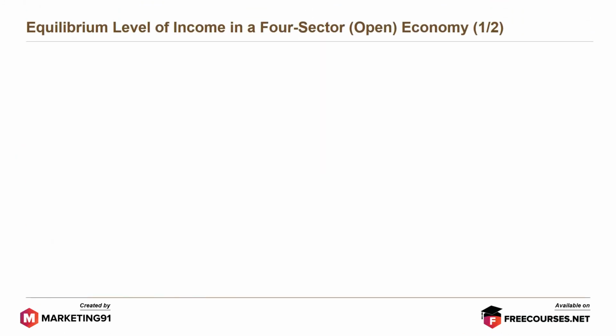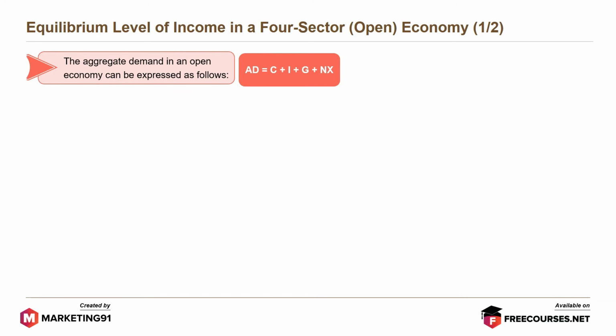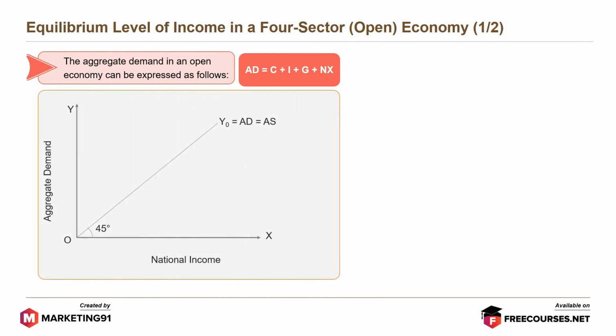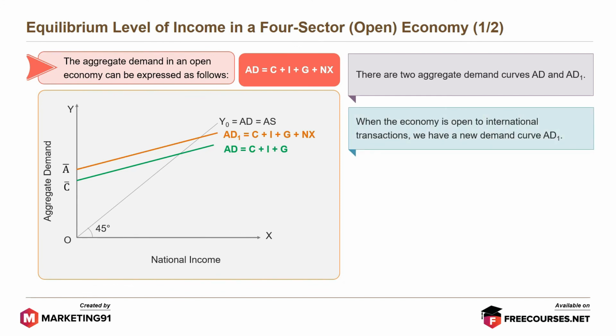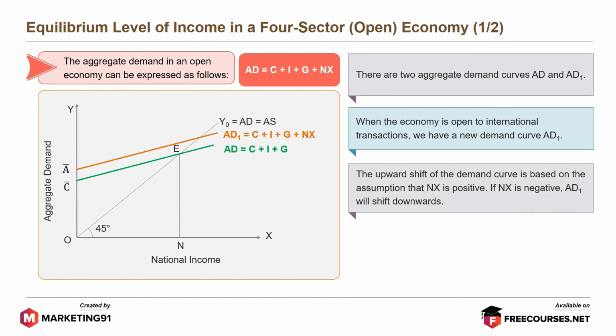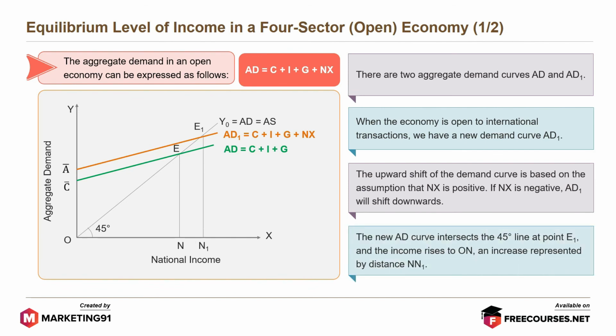In case of a four-sector economy, the aggregate demand in an open economy can be expressed as AD equals C plus I plus G plus NX. To explain graphically, here there are two aggregate demand curves, AD and AD1. When the economy is open to international transactions, we have a new demand curve AD1. The upward shift of the demand curve is based on the assumption that NX is positive. If NX is negative, AD1 will shift downwards. The new AD curve intersects the 45-degree line at point E1 and the income rises to ON1, an increase represented by distance NN1.